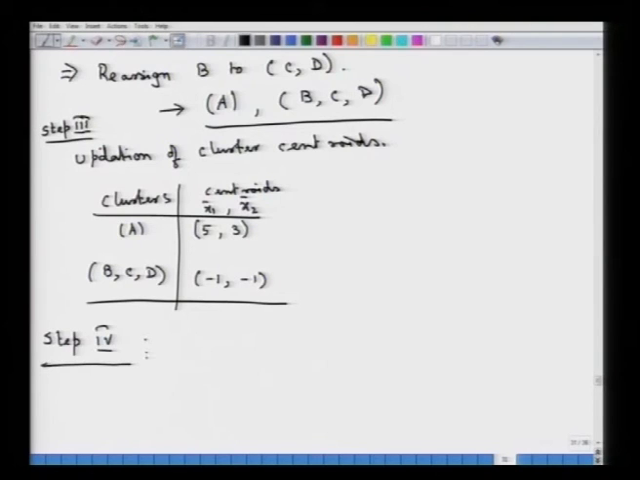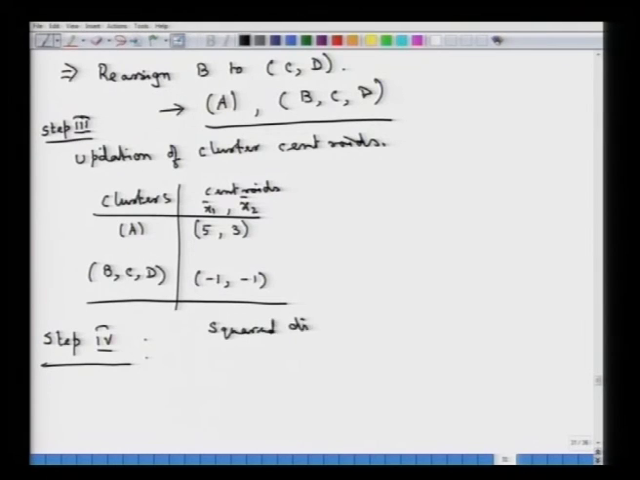Possible reassignments meaning thereby we will have to see whether A, the distance of A from itself is always 0. So, A cannot be reassigned here. We will look at what is the distance of B from this center, and what is the distance of B from this center. We will look at the distance of C from this point here and this point here, and look at possible reassignment.